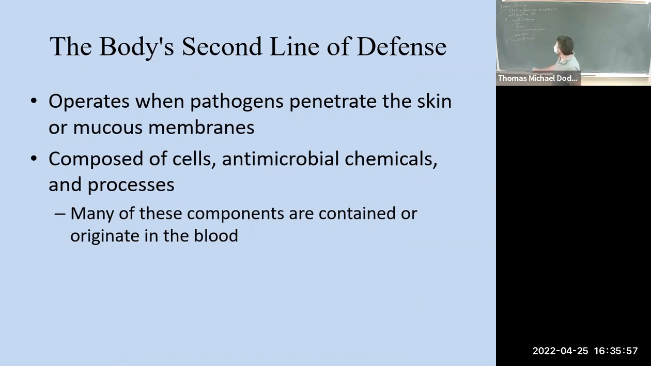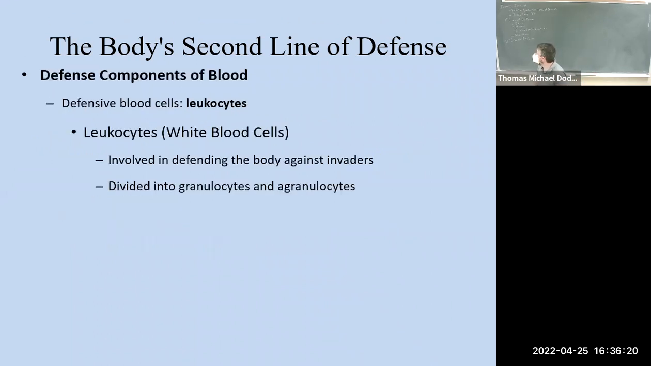Okay, so once you get past the first line of defense, we're at the second line of defense. So we have gotten through the skin. We've gotten past the mucous membranes. And so at this point, we're going to see defenses that are a little bit different. They're going to be made of cells that our bodies have, antimicrobial chemicals, and different processes, a lot of which are going to be involving the blood.